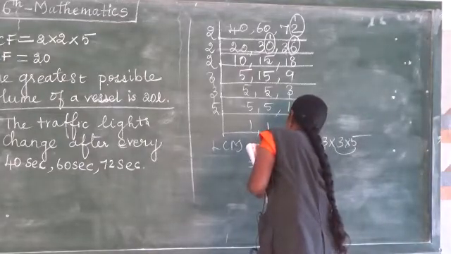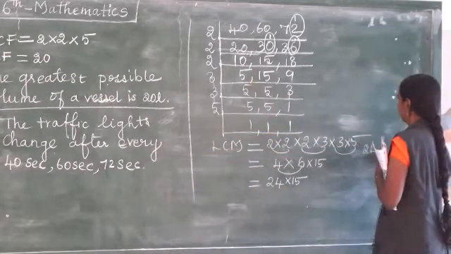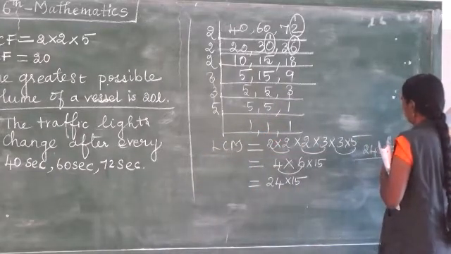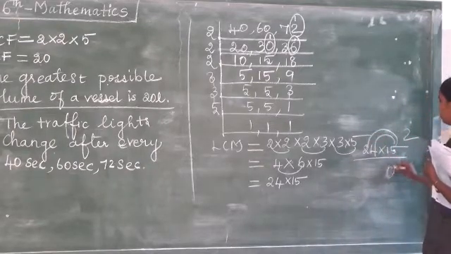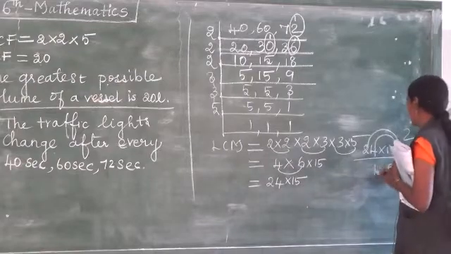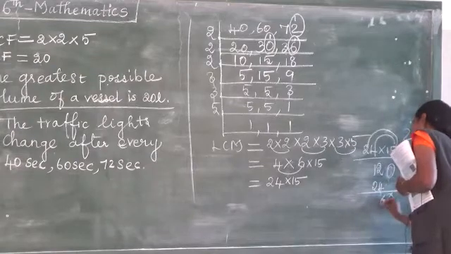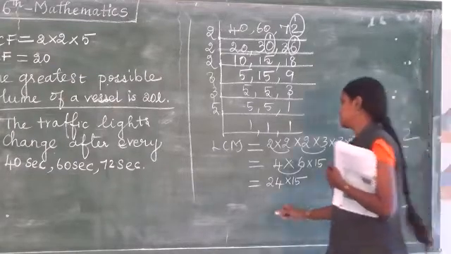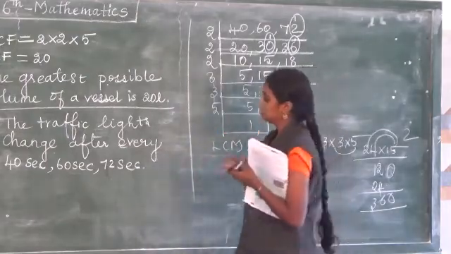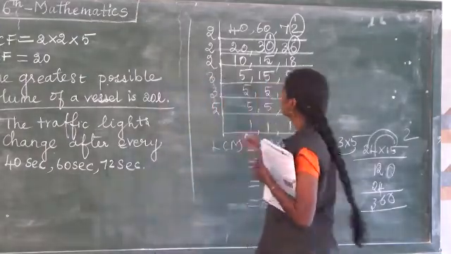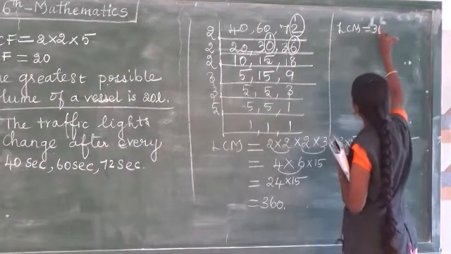4 6s are 24, then 24 into 15, multiply. 4 5s are 20, 5 2s are 10, 12, then 1 table 4. So LCM is 360. Here seconds are given. So LCM is 360 seconds.